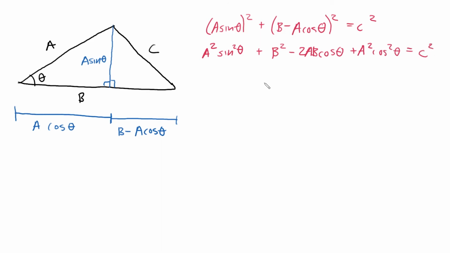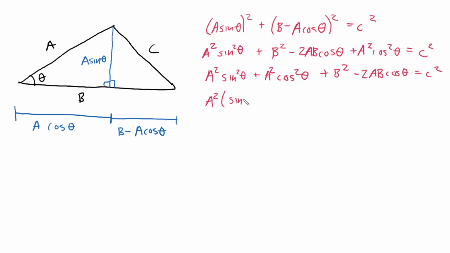c squared. So now I'm going to rearrange this so that a squared sine squared and a squared cosine squared are next to each other. I could skip this step, but I just want to make it vivid, so you can see what I'm doing quite clearly. So a squared sine squared theta plus a squared cosine squared theta, minus 2ab cosine theta, plus b squared. Once you have that, I'm going to factor out an a squared from this. So a squared times sine squared theta plus cosine squared theta, plus b squared minus 2ab cosine theta equals c squared.